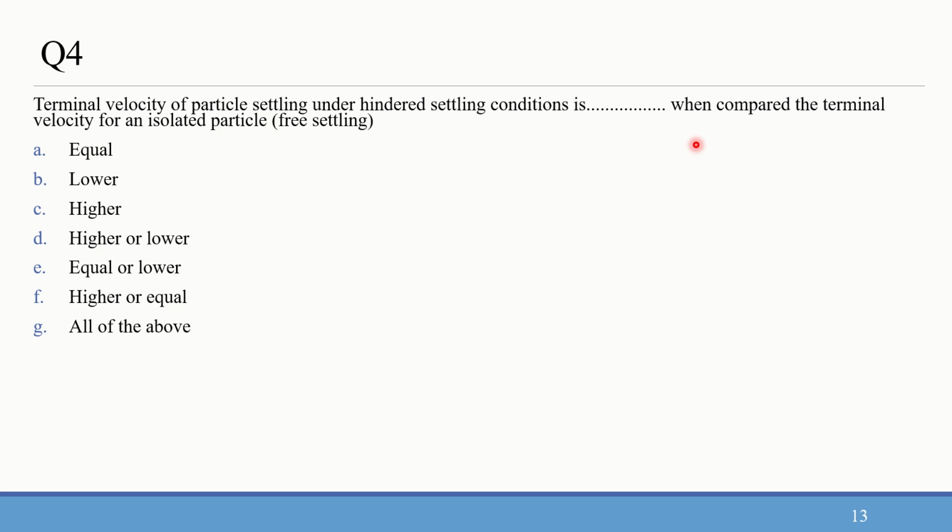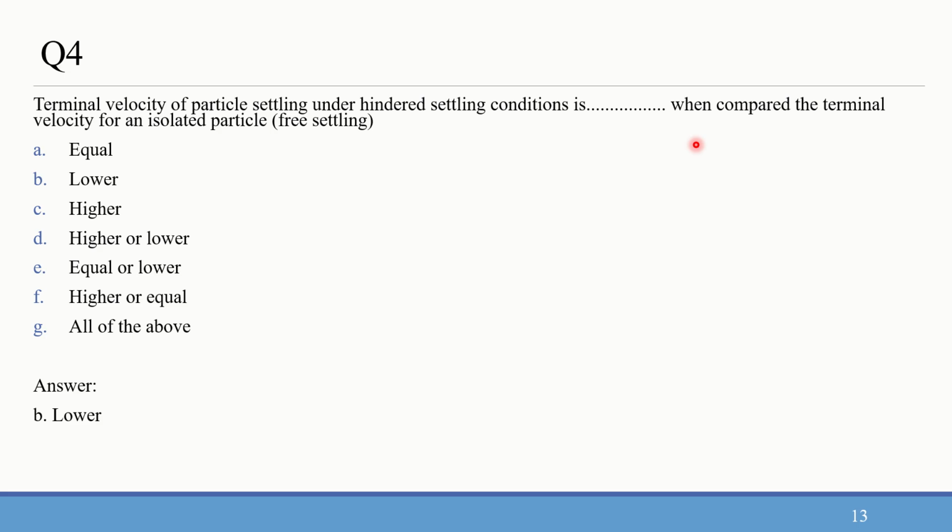So the similar room case is what we have to apply under the larger case. When we allow a particle to settle in a single medium, it can settle fast, whereas when it is settling under the hindered settling condition, it will be slow. So the answer is option B, lower is the right answer.